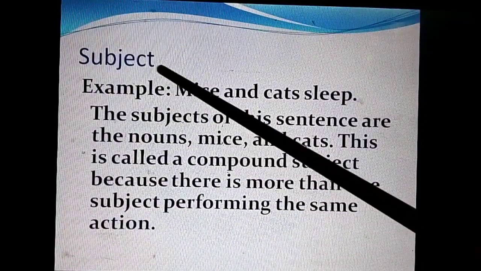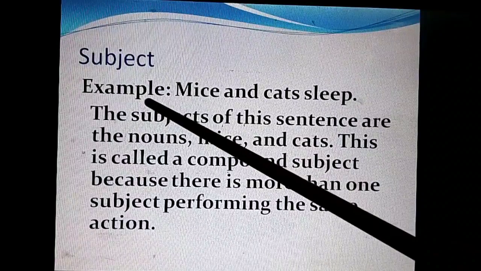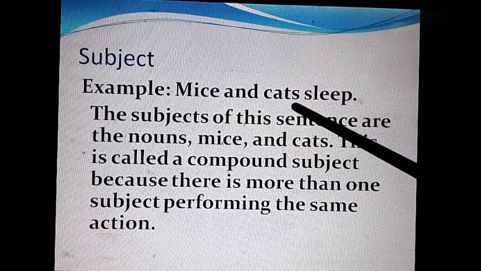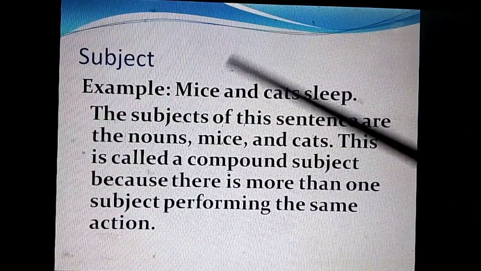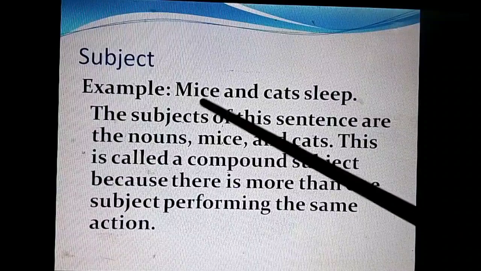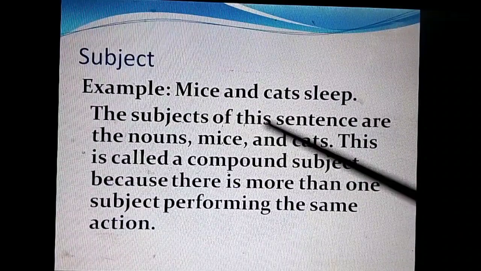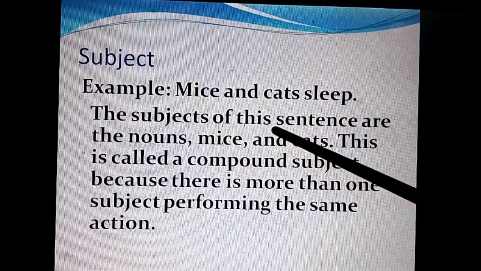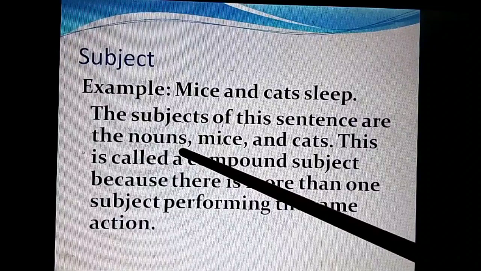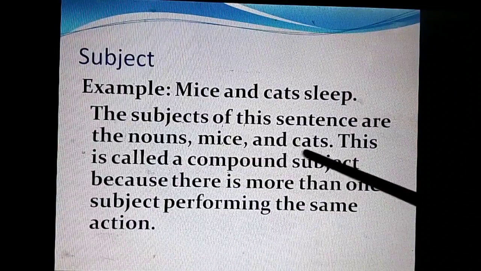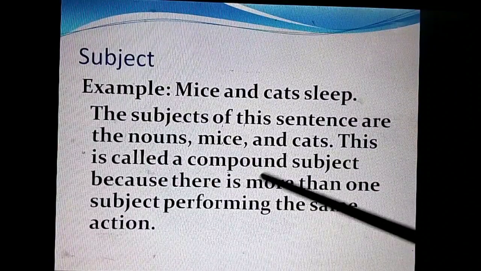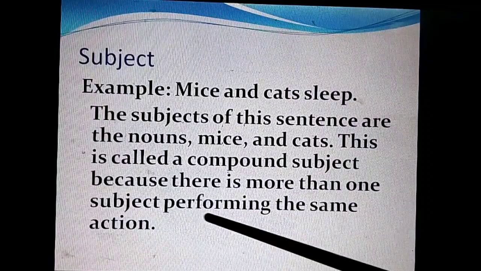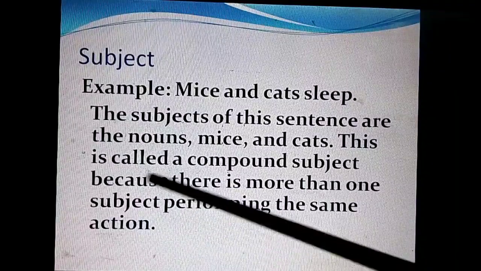So let us continue with our second example. Mice and cats sleep. Now here you can see the difference. There is a difference between this one and the earlier example. What is the difference? Here there are two subjects taken together. Mice and cats sleep. The subject of this sentence are the nouns mice and cats. So this is called a compound subject because there is more than one subject performing the same action.